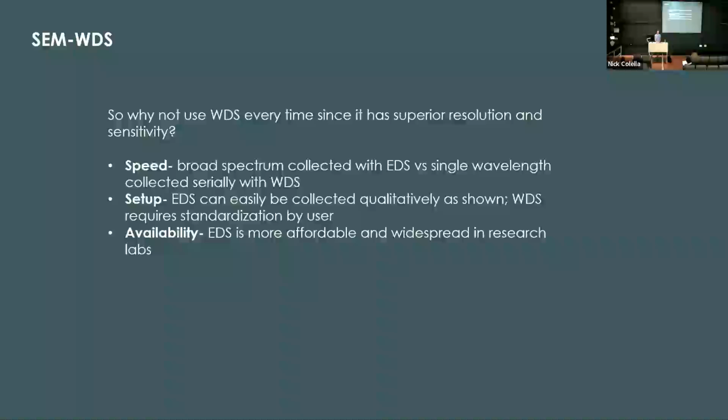So why don't we do WDS every time if it's so great and has great sensitivity and good resolution? It takes a lot longer, since instead of collecting the whole spectrum in one go, we have to look at every single wavelength individually. There's a lot more setup involved. EDS is very easy, what you might call point and shoot. Whereas with WDS, we have to do standardization and careful setup of the individual analysis points.